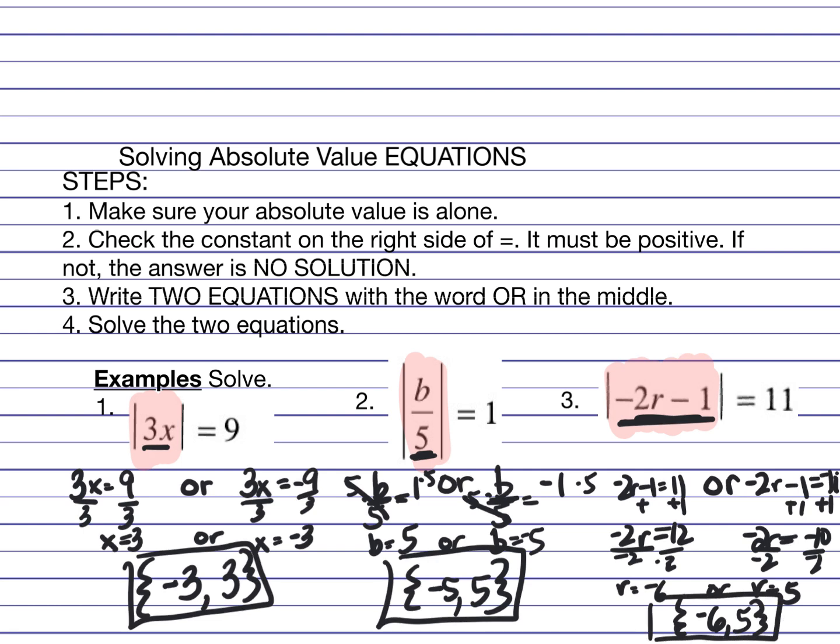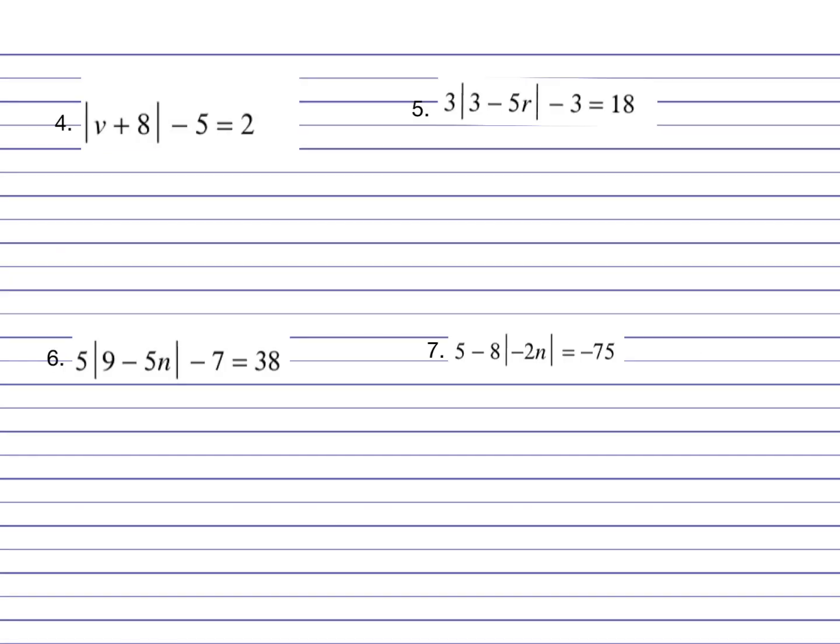Okay, now let's go to the next examples. And again, I'm going to highlight because the first thing we want to do is to make sure the absolute value is alone. And look, that one is not alone over there. You have a minus 5 with it. And here, oh, look at this. This one's not alone. It has more than one thing. It has a multiply by 3 and a minus 3 with it. So I got to get rid of those green things.